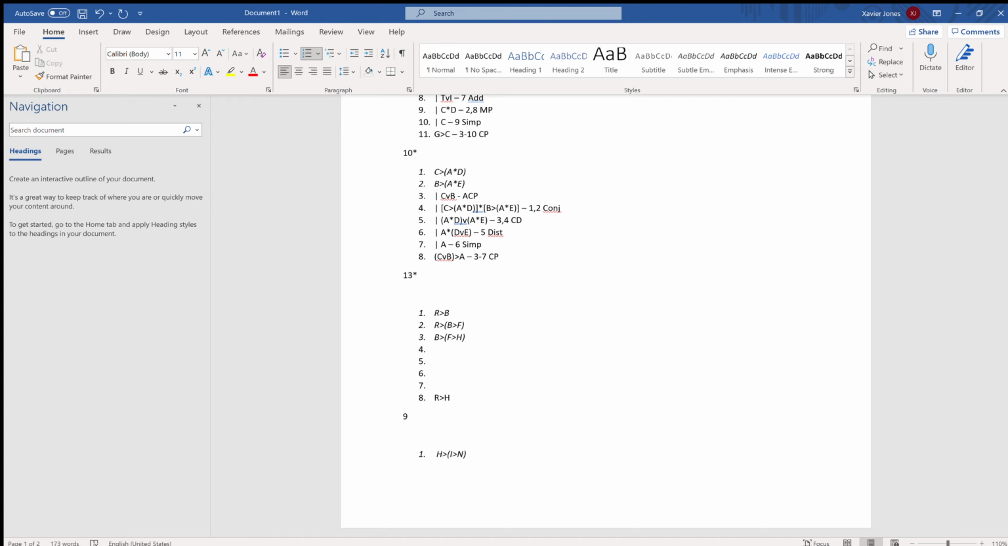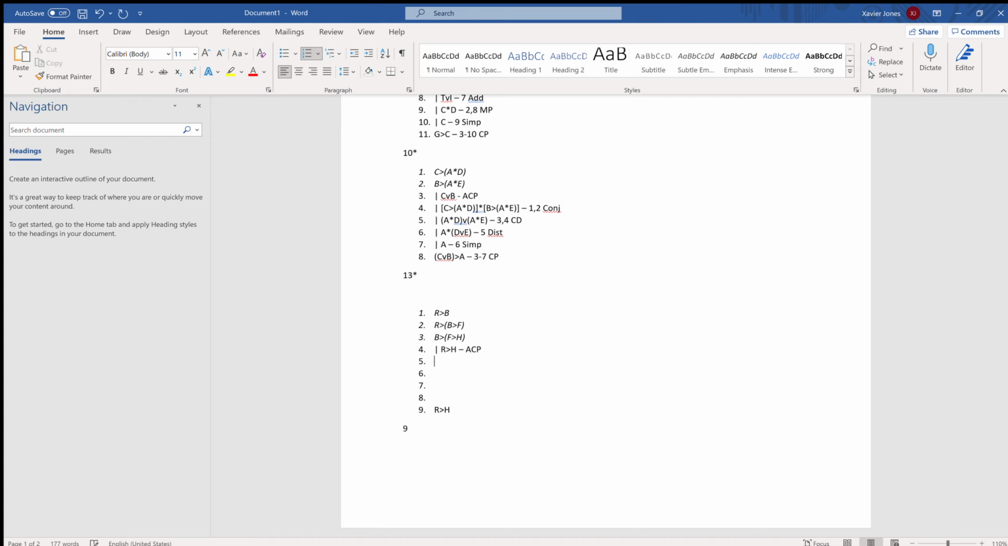So should I do the exportation first? If R and B, then F. If B and F, then H. Presumably, that's going to be inside of our conditional proof anyways. So can we prove if R, then H directly? Possibly. Well, what we need to prove is if R, then H. Let's try it. Let's try if R, then H directly. Let's see if there's anything we can do to possibly get us there.